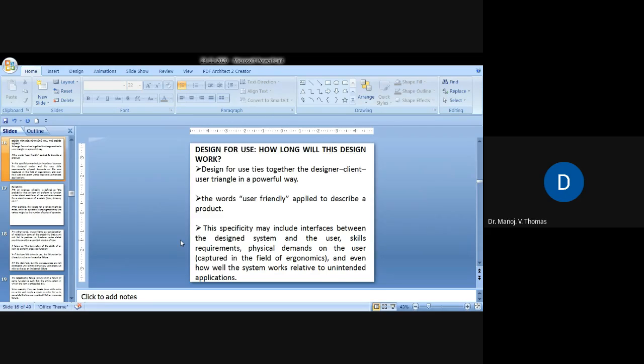Physical demands of the user, the ergonomics aspect. Can it be used by a handicapped person? Can it be used by a person with disability? That is the physical demands. And even how well the system works related to unintended or intended use. If the user makes some mistake, what happens altogether? Will it give some warning to the user, or will the system all of a sudden hang, crash or halt to a standstill? Is that the design of the product?